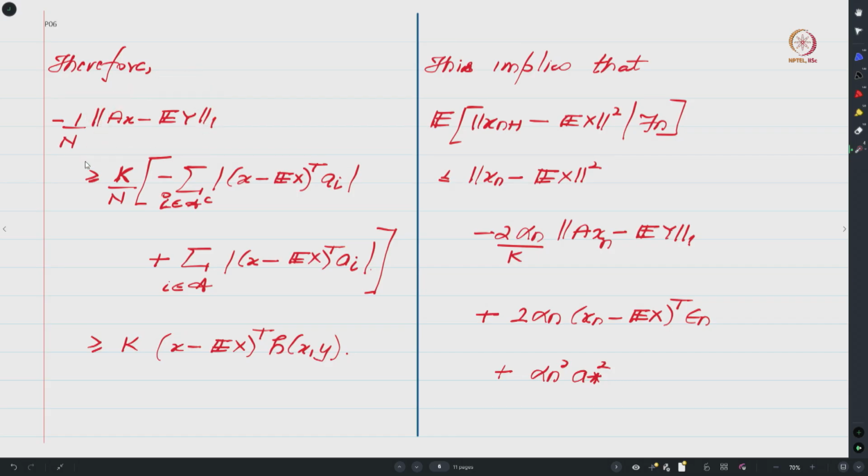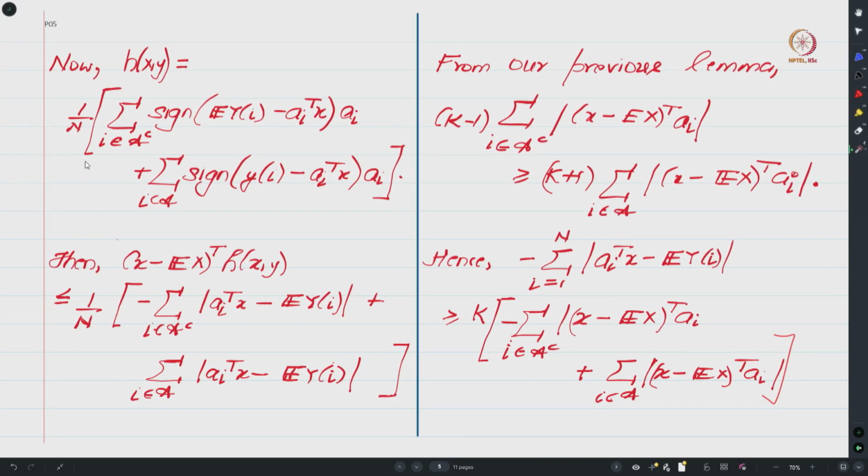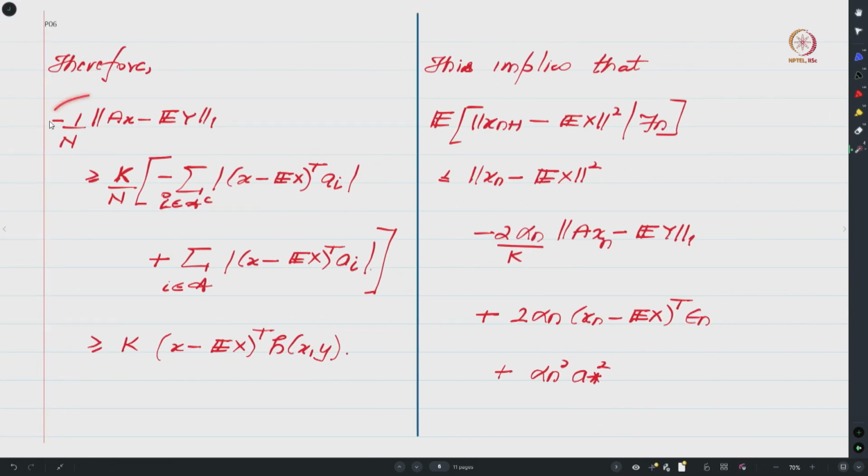Now the question is, what happened over here? Well, if you see here, I have i equals 1 to n, the absolute value of this. Well, this is precisely the L1 norm of Ax minus expected value of y, right. You can see that this expression is precisely this expression, and hence we end up with a relation of the following form, that is k times this inner product, right, is less than equal to minus of this expression. So if you remember, we were trying to derive an upper bound on this quantity, right. So we had this expression on the right hand side, this expression on the right hand side, and this expression.